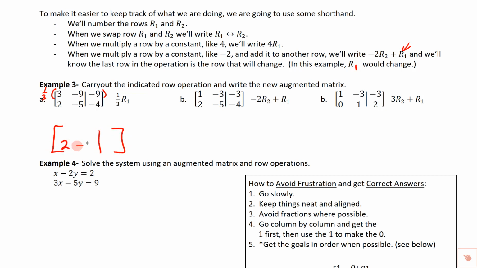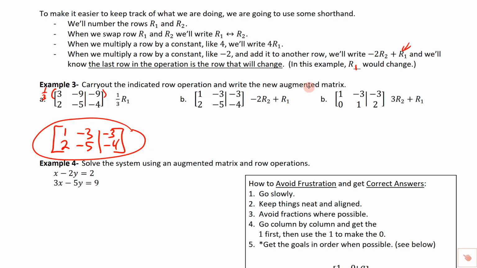So if I wanted to, I could at least go through and write this. So I can just write down the 2, the -5, and the -4 for the second row, because the second row isn't mentioned at all in this operation. And then we're going to multiply by 1/3. So 1/3 times 3 is 1. 1/3 times -9 is -3, and 1/3 times -9 is -3, and that's it. This right here would be the new augmented matrix. That's all you have to do on that particular one.